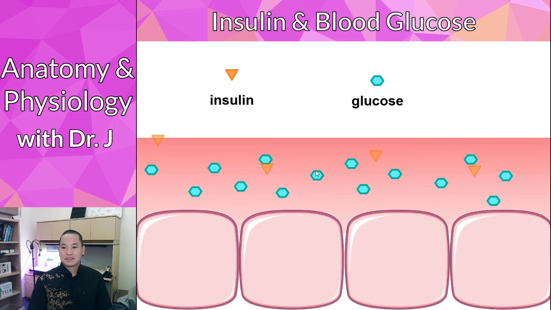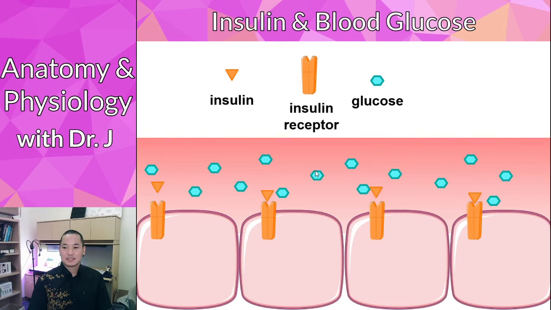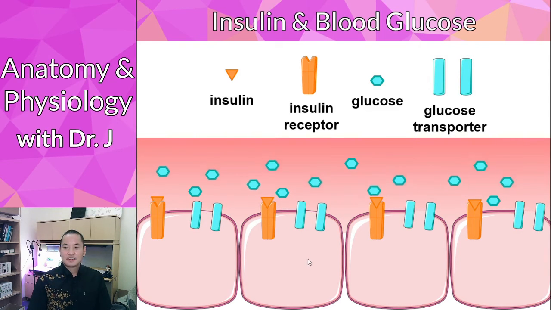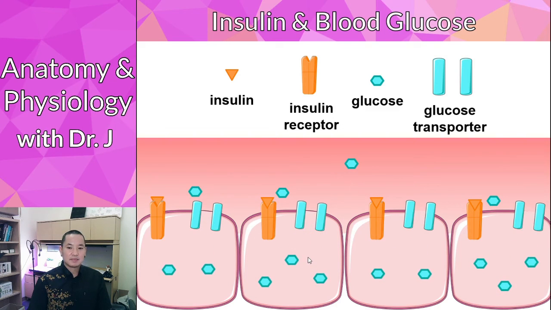All right, so then we want to cover this. Again, we have insulin binding to insulin receptors, and we have all this glucose in the bloodstream. So what's going to happen? Glucose transporters appear at the surface of these cells, and now they can absorb glucose from the bloodstream into these cells, thus lowering glucose in the bloodstream.